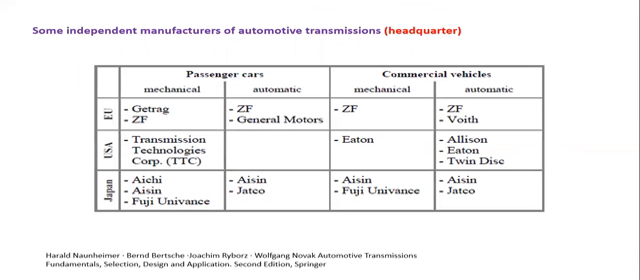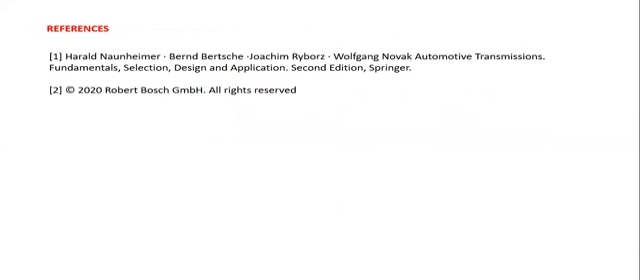And some independent manufacturers of automotive transmissions, who are manufacturing both mechanical and automatic transmission systems, are given here, in which we can find ZF, General Motors, Aisin, Jatco, Allison, Twin Disc, and so on, in terms of passenger cars and the commercial vehicle segments.